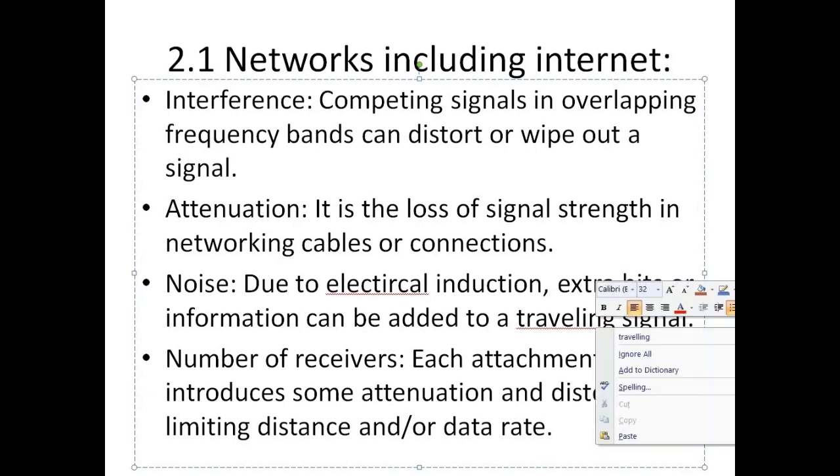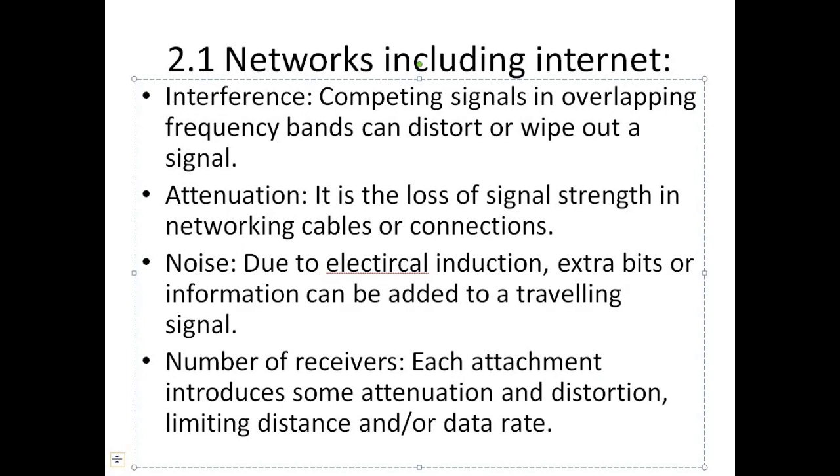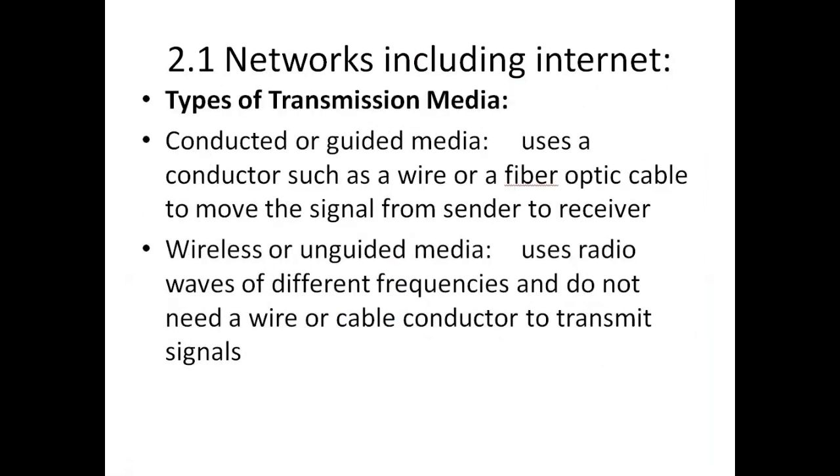Then we have the number of receivers. The more receivers we have inside a network, the more attenuation, the more distortion, and the more noise there would be, and there would be more limitations on the distance a signal can travel, or a limitation on the data rate which is possible, because every device that you connect to your network devours some network resources, and every device introduces its own interference into the network. So these four are the transmission impairments.